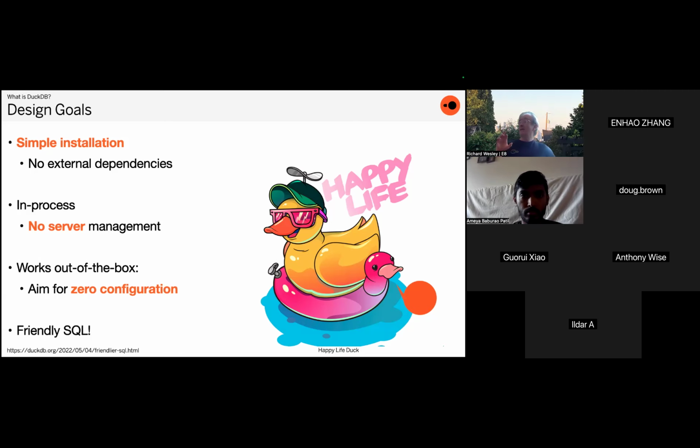And so they wanted something that had no dependencies, had to be in process, so there's no server to set up. They didn't want them to have to configure it. I mean, there are people who write papers on how to do automatic tuning of databases, right? They didn't want to have anything to do with that. And they wanted to make the SQL language friendlier because it's a little unforgiving at times. And we've pretty much succeeded on these things.